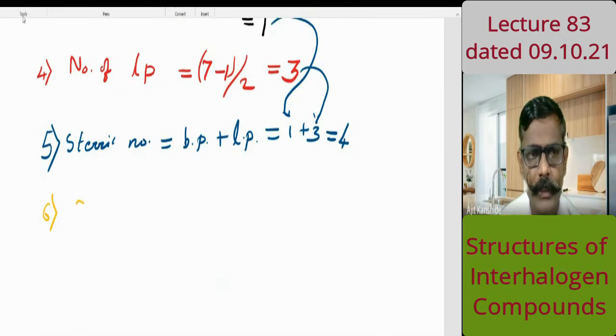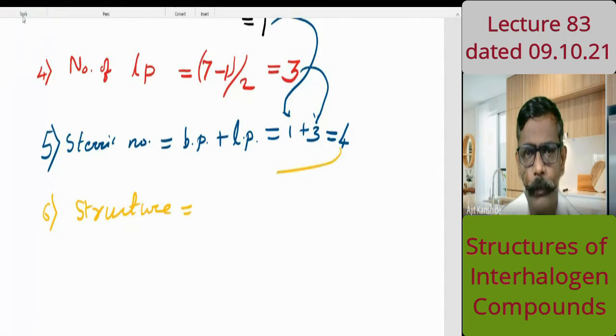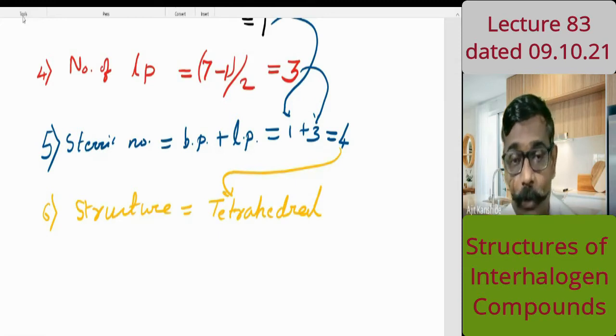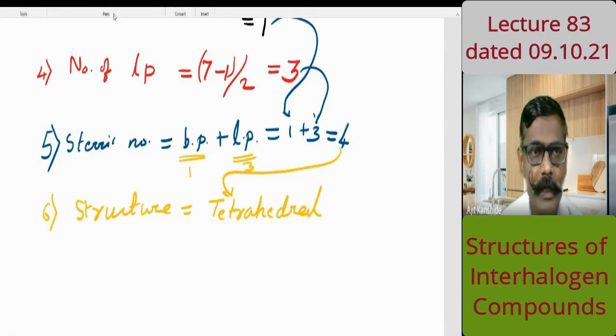Because of steric number 4, what will be the structure? Tetrahedral. What does 4 indicate? 4 species will be there, not necessarily 4 bonds. Actually, how many bonds are there? Only 1. How many lone pairs are there? 3. If tetrahedral, then how can I represent that structure?